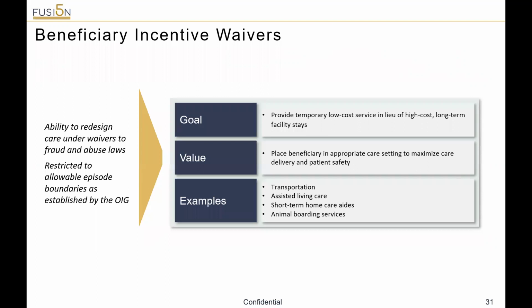Or you could provide an in-home aid to cover some of the territory that this patient may not be able to do, as opposed to them going to a SNF. That then provides value in terms of maximizing care delivery. And several examples of these are, as I said, transportation. We could do assisted living care, short-term care home aids, things as even as simple as pet boarding. If you believe that their pet is a fall risk, you can eliminate the fall risk for, say, a week, so that the patient is much more stable after that period of time. The pet can go back home, and now you've avoided what could be a potential high-cost complication during that critical period of time when the patient first goes home.